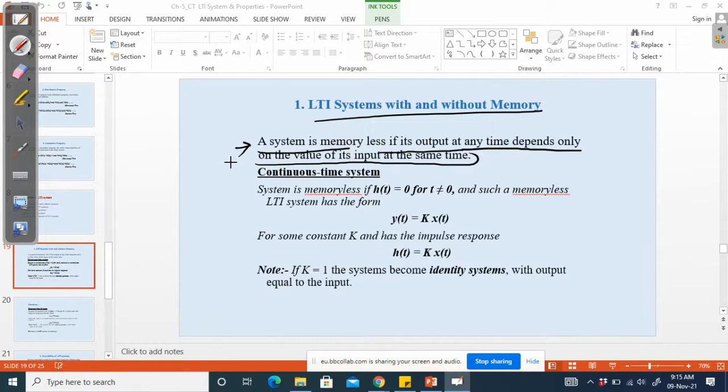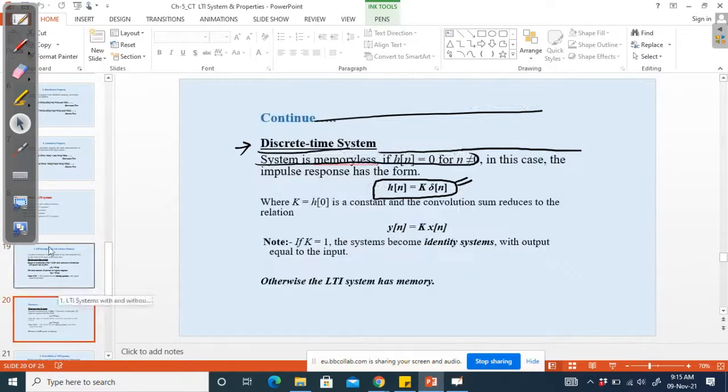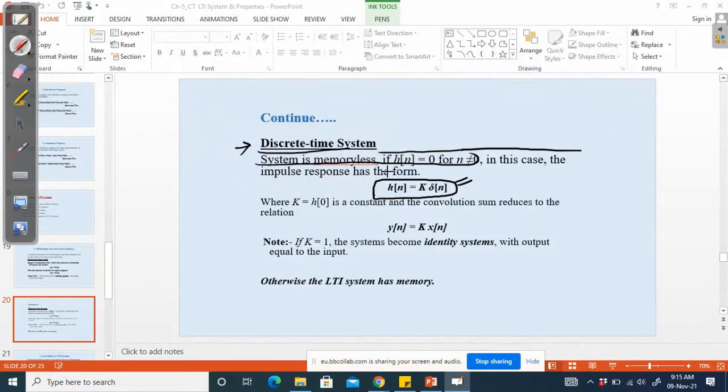So you have studied this definition in chapter number 1. But for the LTI system, this equation is important. You have to write this equation. The impulse response should be 0 for t not equal to 0. This you have to remember. This is for continuous time system. Same for the discrete time system, you can see here.